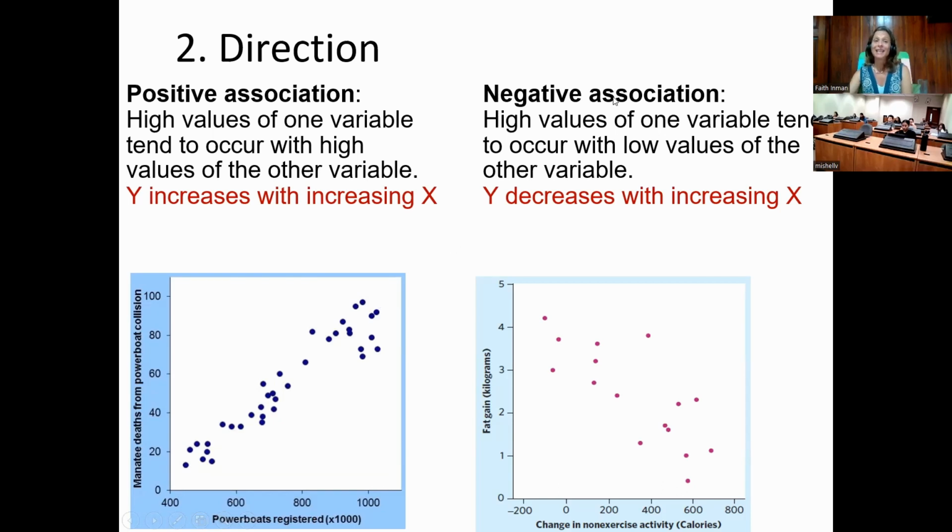Positive relationship. A negative association or negative relationship is when it goes down to the right. High values of one variable tend to occur with low values of the other variable. So you get Y decreases with increasing X. This is change in non-exercise activity with fat gain in grams. The more you exercise, the less weight you gain. That's a negative relationship. Probably a good negative relationship, right? More power boats registered, more manatee deaths, positive relationship. More non-exercise activity, less fat gained, negative relationship.